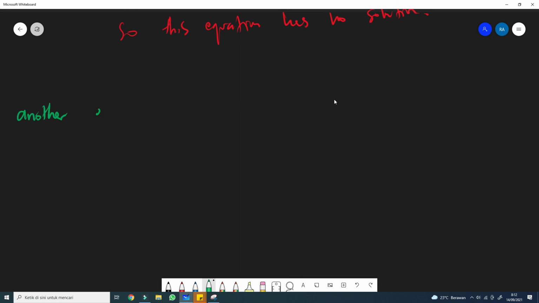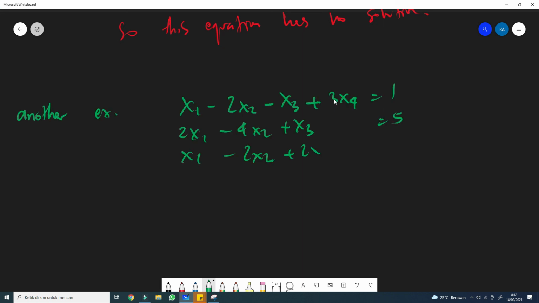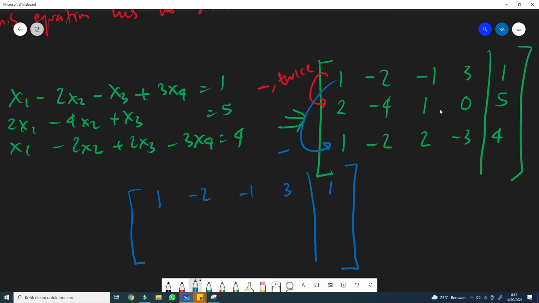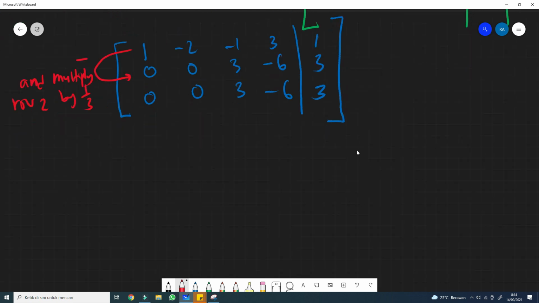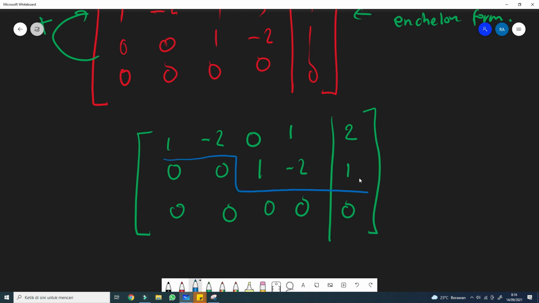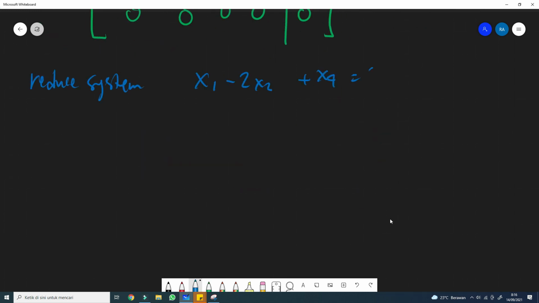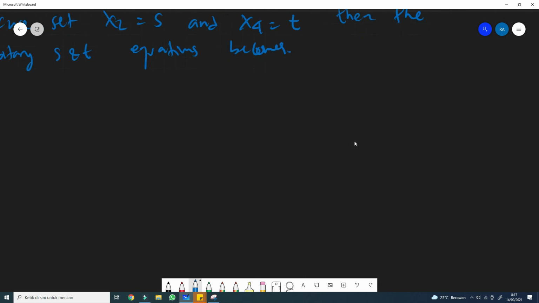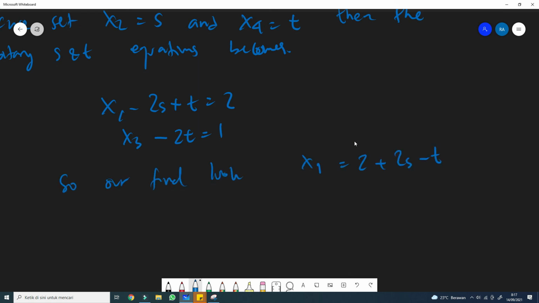Another example, we have the equations like this. Then we transform them into a matrix and we reduce it using echelon form and get the result like this. So our reduced equations become like this, and if we set x2 equals s and x4 equals t, then the arbitrary s and t equations become like this. And our final solution, by substituting x2 and x4, will become like this.